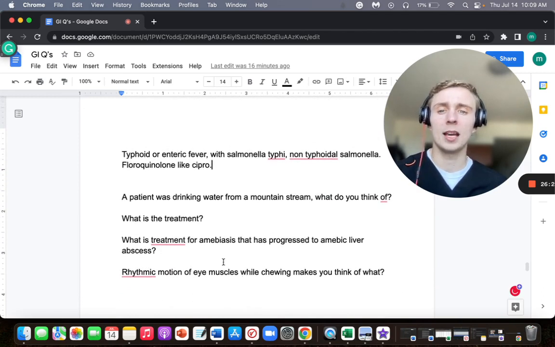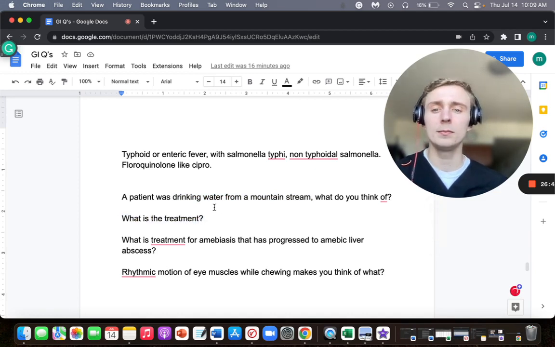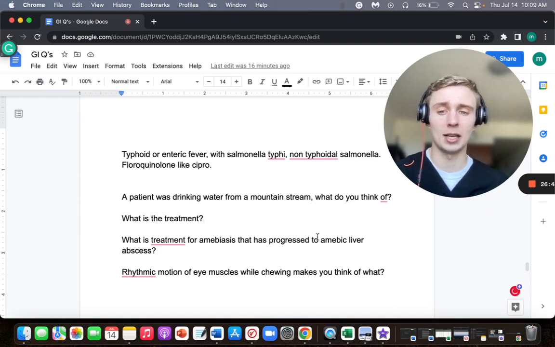Next one. A patient was drinking from a mountain stream. What do you think of? So right away, maybe the only thing they give you from the vignette is they're drinking from a mountain stream. What is that? What is the treatment for this condition? So it's an important one to know. What is the treatment for amebiasis that has progressed to an amebic liver abscess? So important to know.